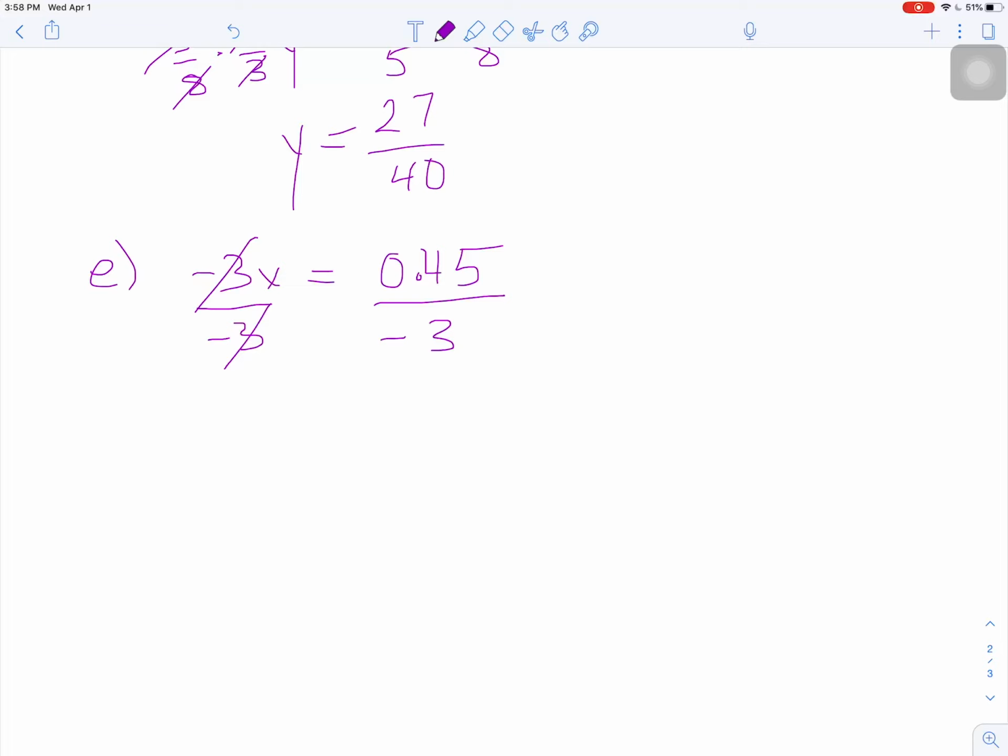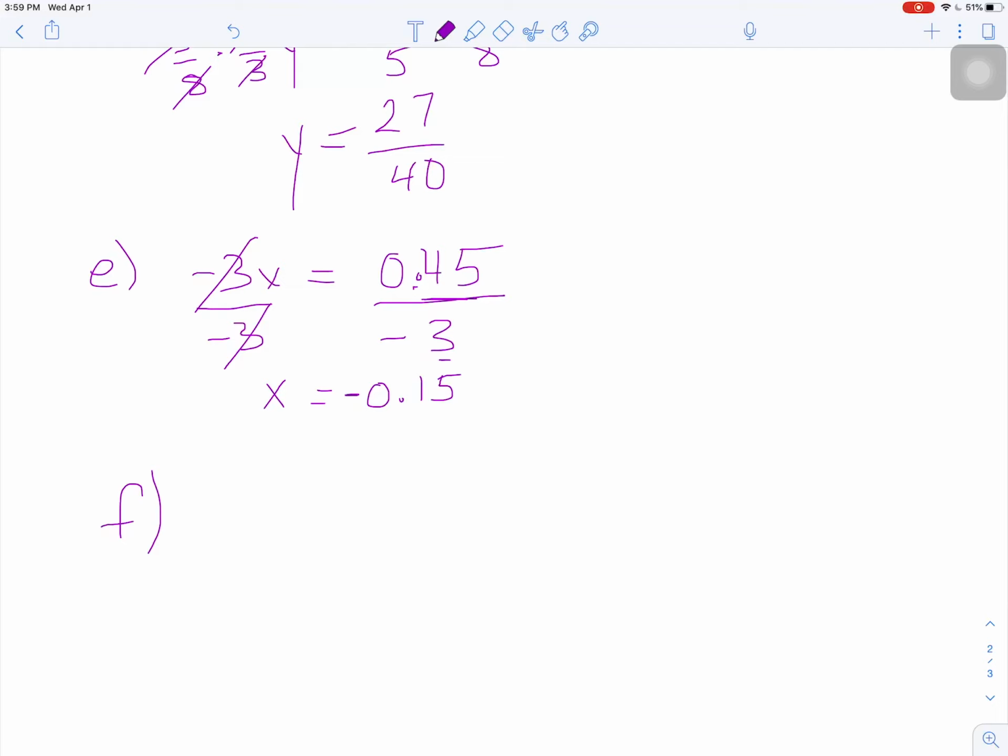0.45 divided by negative 3 gets you 0.15, and it is a negative number. So x is negative 0.15, because 45 divided by 3, you can do this fairly easily in your head. 45 divided by 3 is 15. How many decimal points? We have 2. You move it over 2 decimal points. That finds your answer for you.